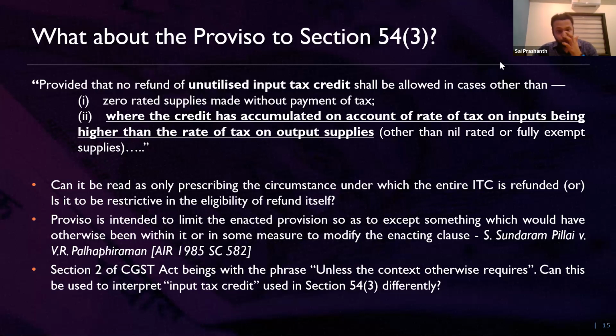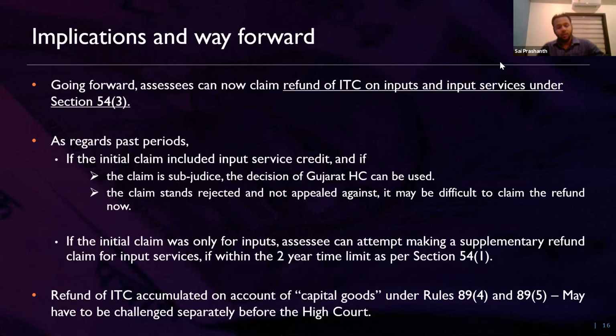So now what is it? What happens going forward? First thing is from now on, all assessees can claim refund of both inputs and input services using the decision. Again, this will be subject to a further appeal by the department and then obtaining a stay. So assessees may have to be a little vigilant here and approach the courts for swift refund measures. But what's interesting is what happens to the past periods.